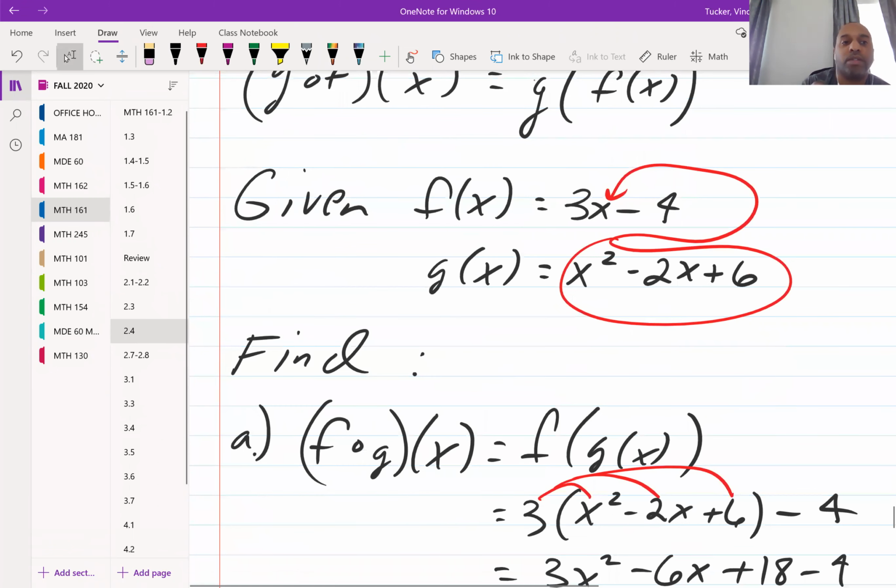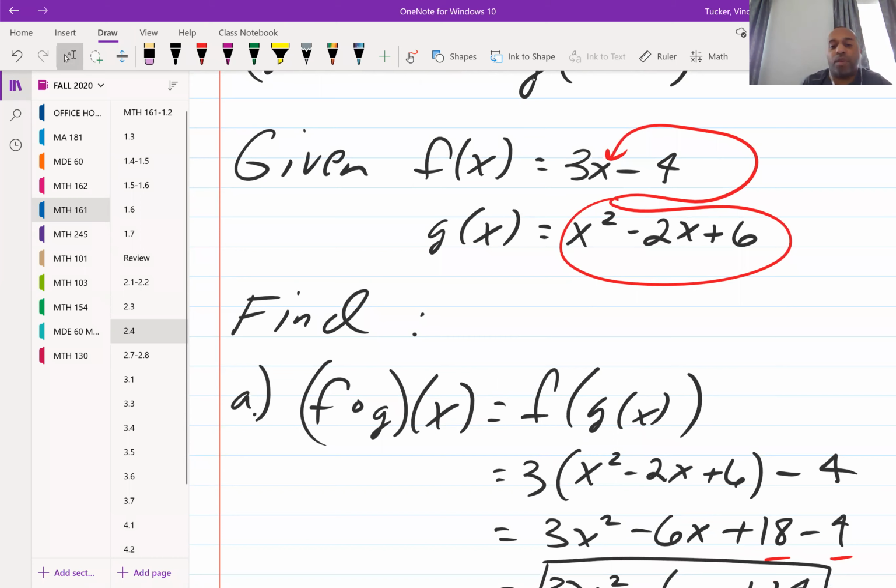That's what I did here. 3 times x squared minus 2x plus 6, plug in where I saw x. So it's 3 times x squared minus 2x plus 6 minus 4. So that 3 and that minus 4 is still a part of your equation. It's just that where x was, I put the expression x squared minus 2x plus 6.